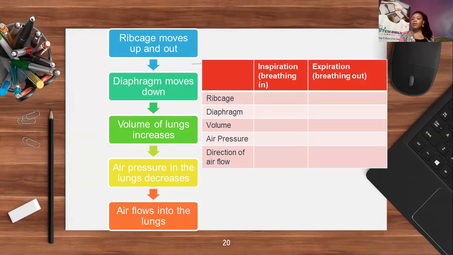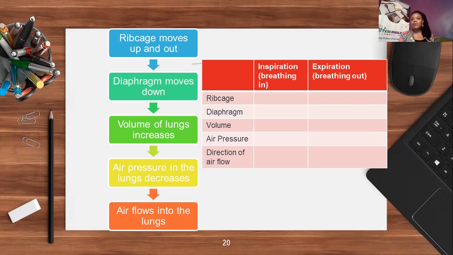The volume of air in your lungs increases and the air pressure decreases. So one of the things to remember is that the volume of air increases, the air pressure does the opposite. So the volume of air increases in your lungs while the air pressure decreases, right? Then air flows into your lungs.